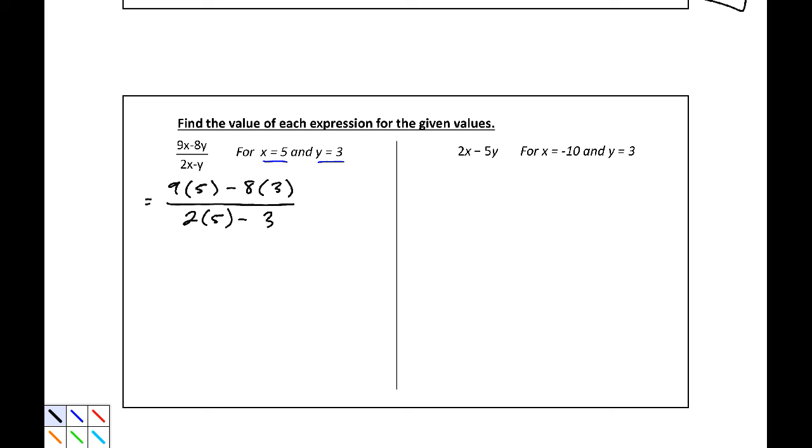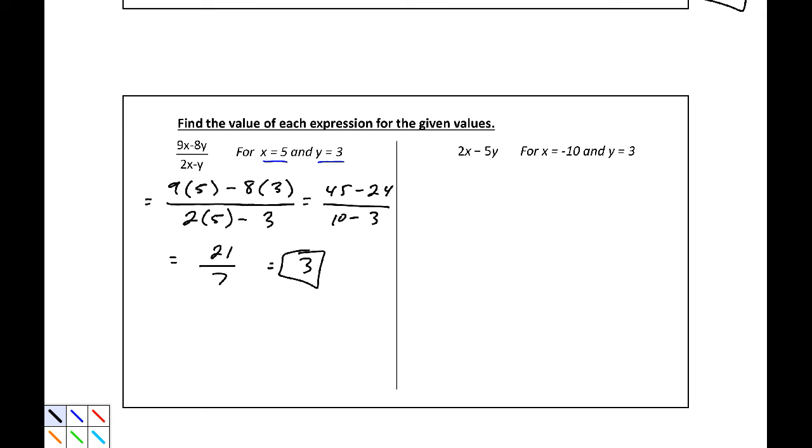Now, evaluating my numerator, I get 45, that's 9 times 5, minus 24, because that's 8 times 3, all divided by, now I have 2 times 5 minus 3, 2 times 5 is 10, 10 minus 3. So our denominator becomes 7, that's 10 minus 3, and our numerator will be 21. So we have 21 divided by 7, which is 3.